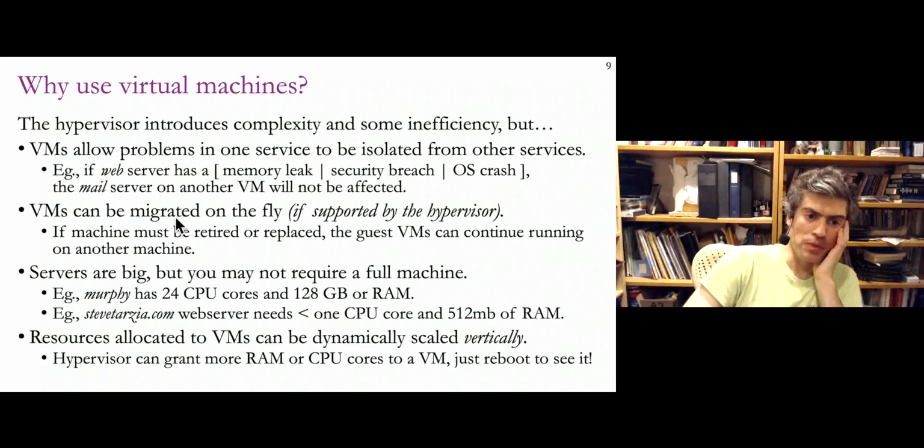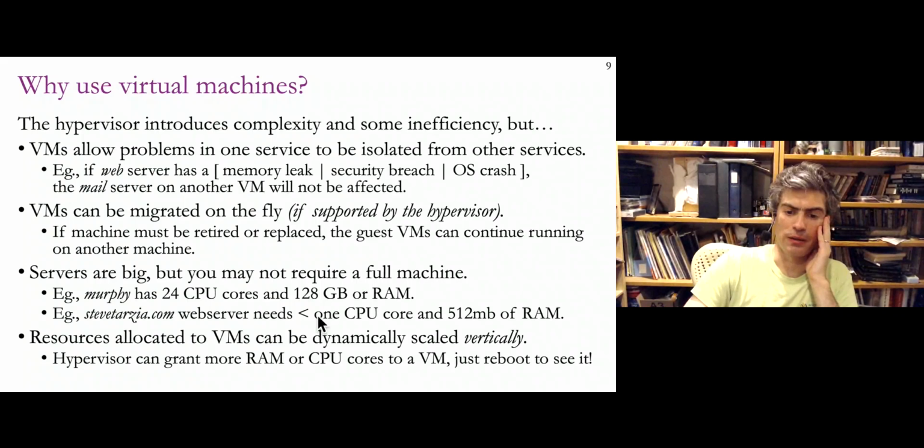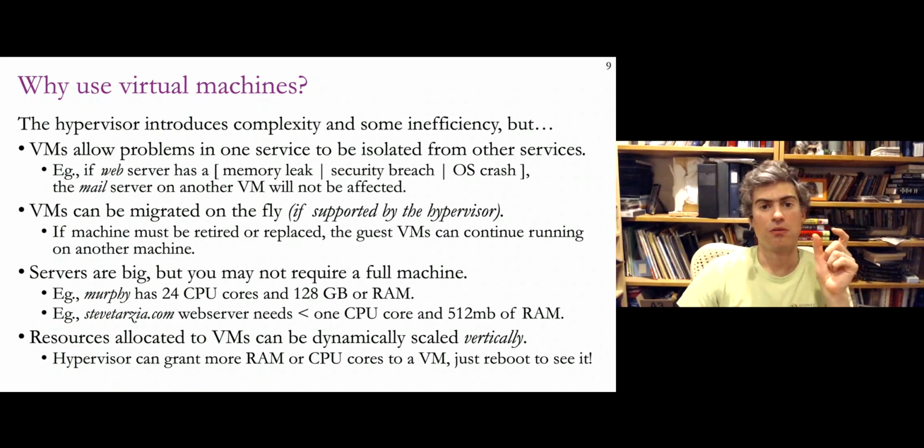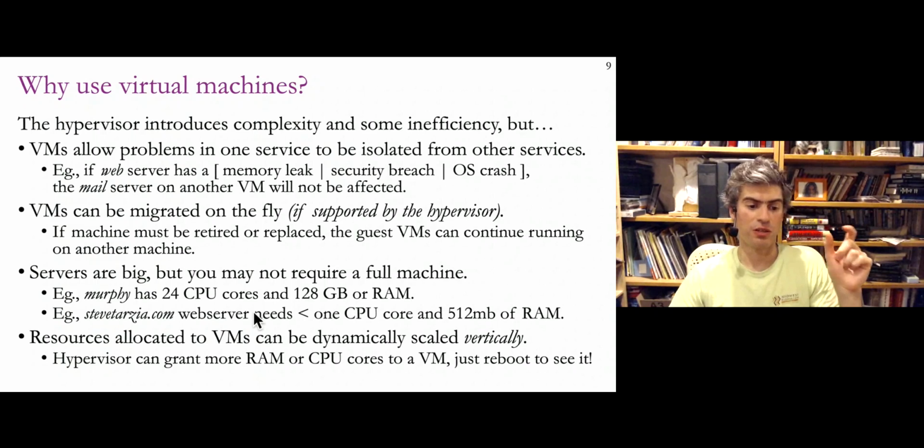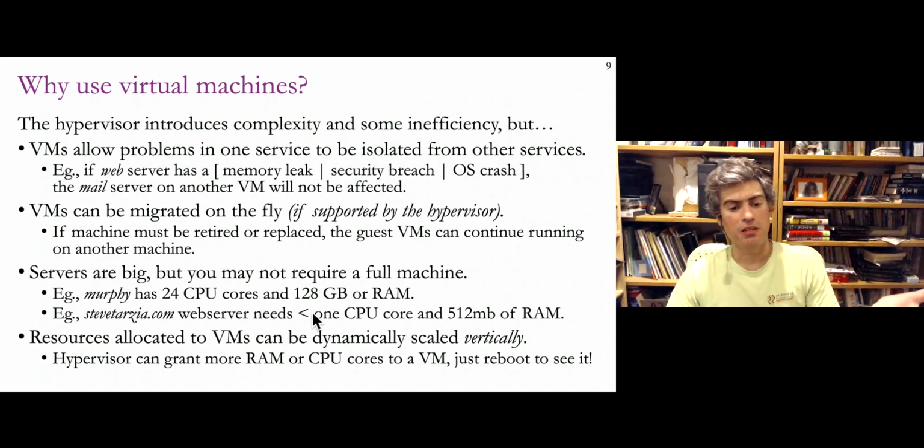Also, by using virtualization, you can allocate small, cheap portions of machines to customers. So, for example, a machine that you would buy nowadays typically would have like 48 CPU cores and more than 100 gigabytes of RAM. And it would cost a few $1,000s. Murphy has 24 CPU cores. It's a few years old. The new version of Murphy has like, I don't know, 96 CPU cores or some ridiculous number.